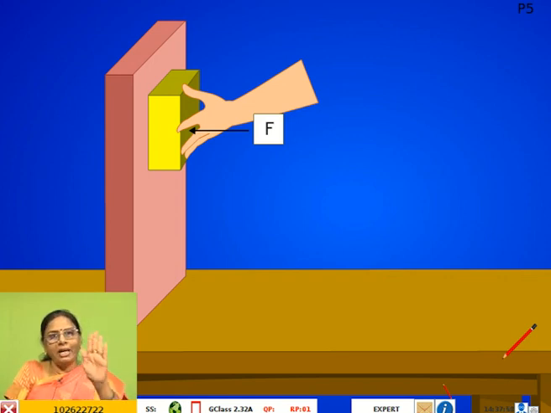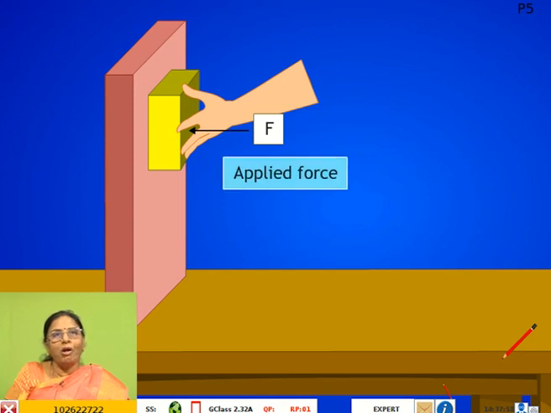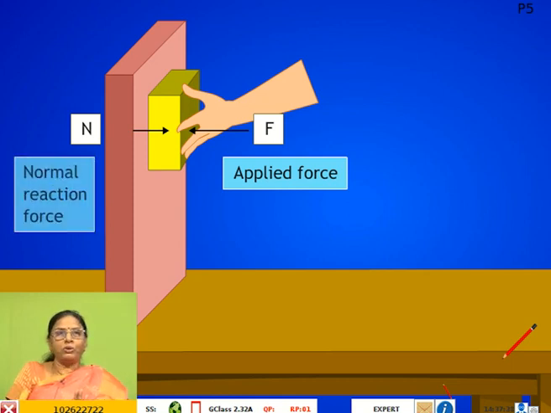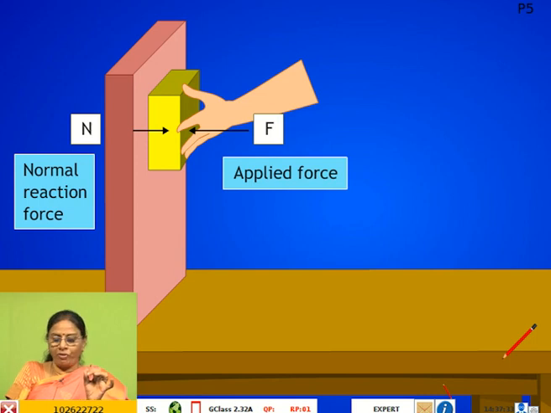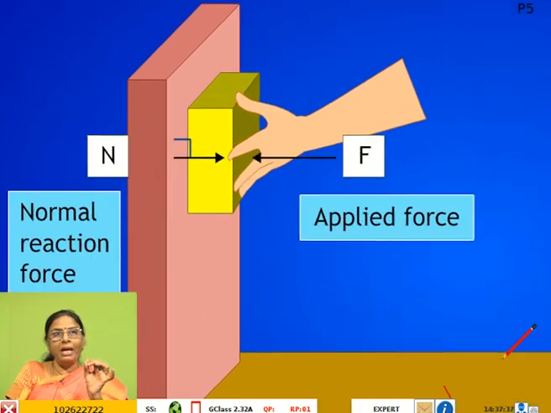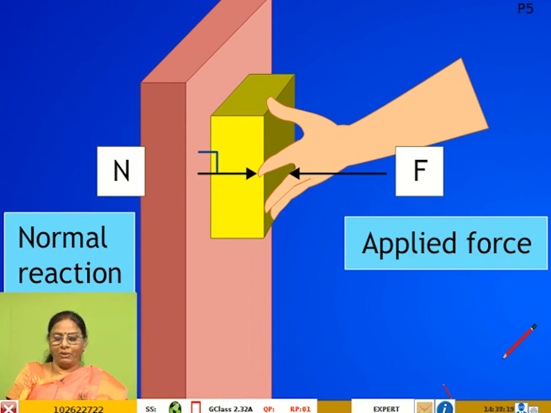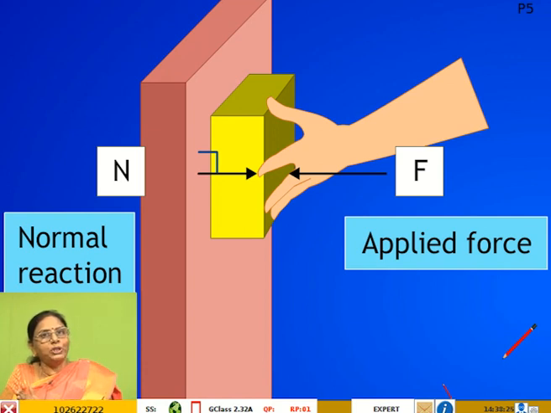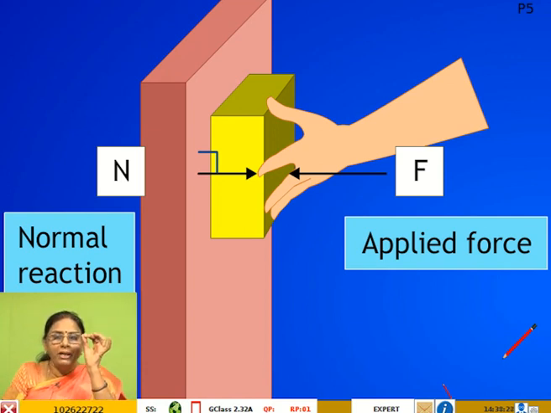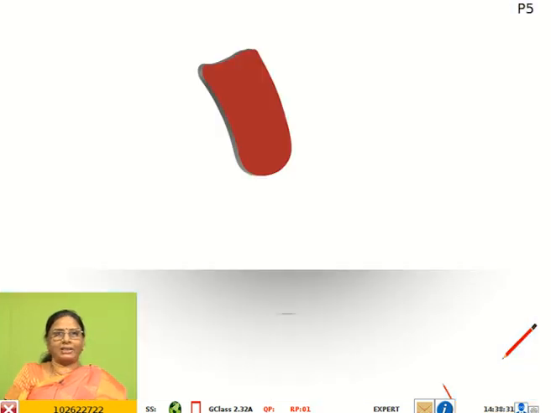So, in order to keep this block at rest, the plank in turn must exert a force on the block. And what will be the direction of this force, the normal force? Yes, towards the right, and it will be perpendicular to the plank. So, this force is a normal reaction force and it will be perpendicular to the plank. Have you all understood, children? The direction of normal force will be opposite to the applied force and it will be perpendicular to the surface from where it acts.